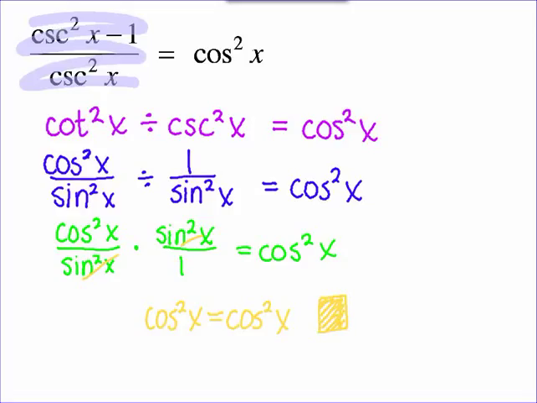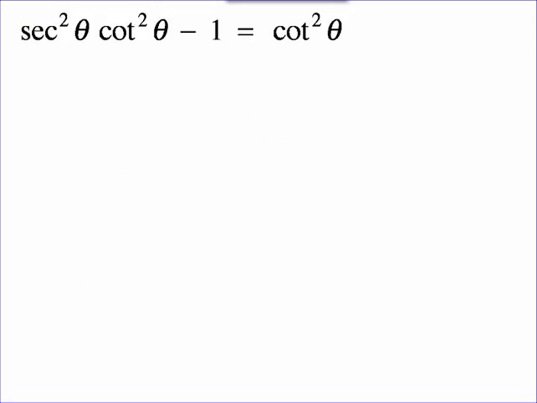That brings up a good point. The very last line should be identical on both the left and the right. If it's not, then that's not the very last line. You need to go one more step. So let's look at another one: secant squared cotangent squared minus 1 equals cotangent squared.